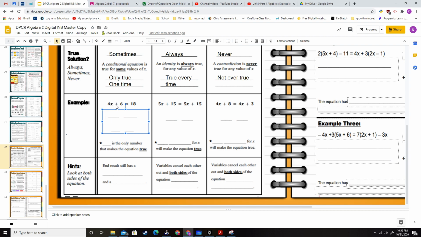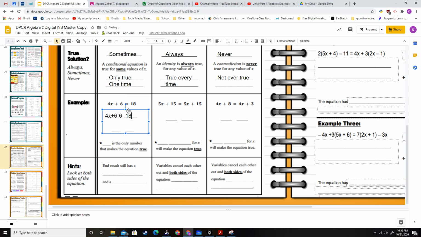Pretty simple. We've got an equation where it's 4x plus 6 equals 18. So let's deal with the first part. We want to bring that 6 over to the other side so we can get this x by itself. So we've got 4x plus 6, and then we're going to subtract that 6 over to the other side.